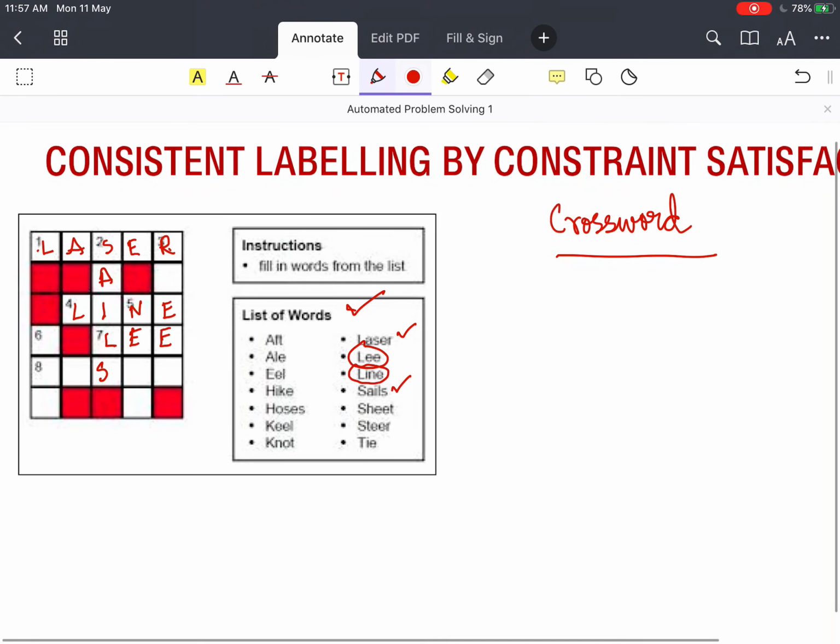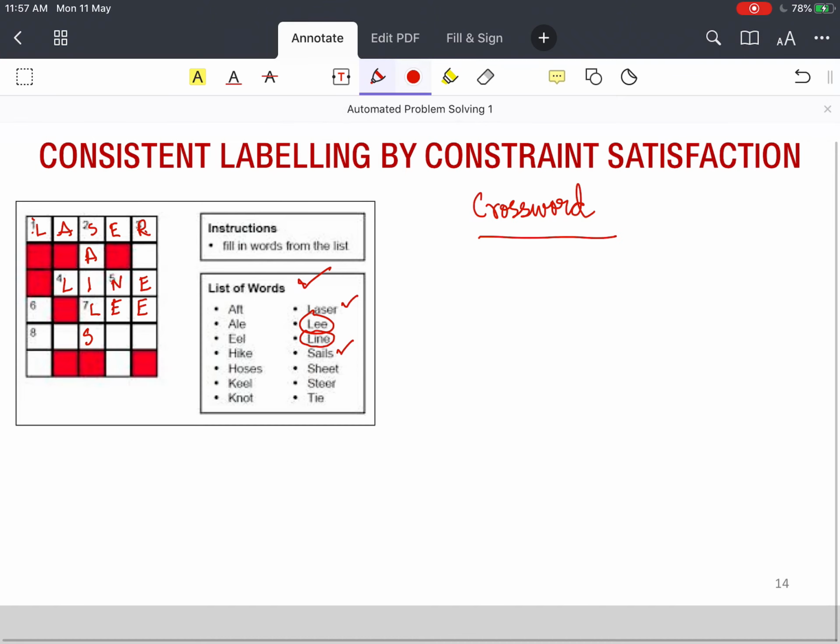So our objective here is to assign every number to a word which satisfies the size and the constraints that go along with it. And when we discuss constraint satisfaction problems by search, we will see how these problems are solved efficiently.